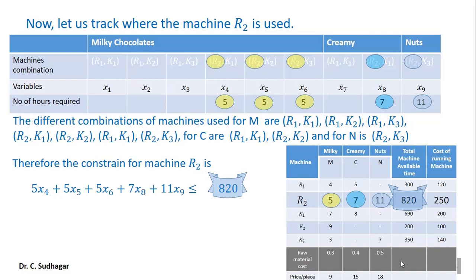Now the constraints are: 5 hours for x4, 5 hours for x5, 5 hours for x6, 7 hours for x8, and 11 hours for x9. The total availability is 820. So this is the constraint for R2.